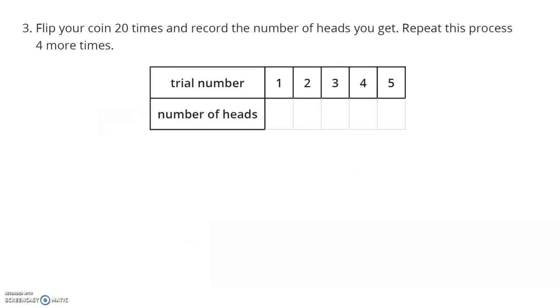Okay, so this is where you will have to either do it by hand or use the applet. Flip your coin 20 times and record the number of heads you get. Repeat this process 4 more times. So you will have to do these 5 times. Obviously, the first one, they don't count it because they assume that you already did it. But go ahead and do this 5 times and then record the number of heads you get every time that you flip it 20 times.